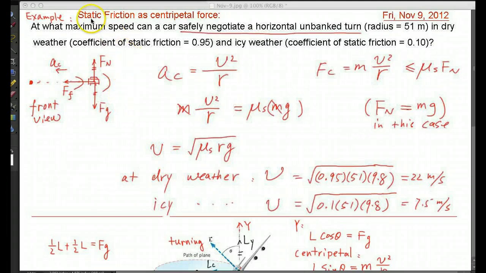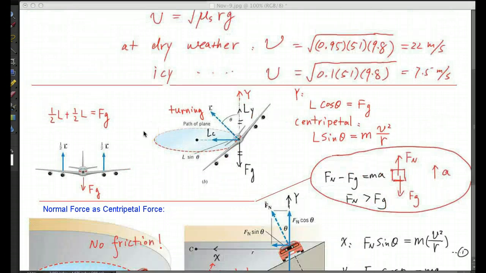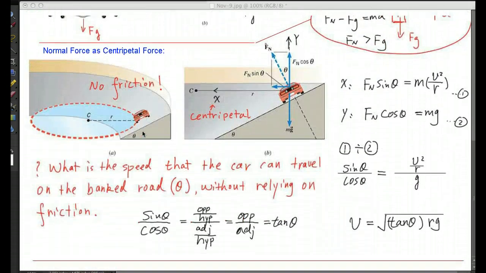So this example we explained in class is about static friction as the centripetal force. Static friction plays the role of the centripetal force. So let's look at this example. It is a normal force provided as a centripetal force. So the question is talking about a banked road, a circular path.